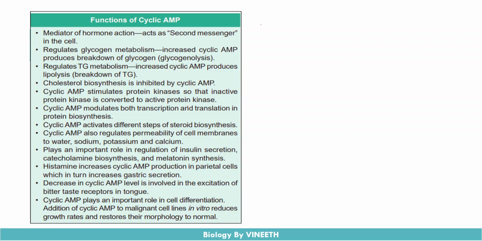Okay, and the major function of the cyclic AMP is to activate the protein kinases. So inside the cell, whenever there is a signal and there is a rise in cyclic AMP levels, this cyclic AMP goes and stimulates the protein kinases and makes the protein kinase into active form. Okay, and then the protein kinase further activates different kinds of proteins or compounds inside the cell. The cyclic AMP also modulates the transcription, translation and the protein biosynthesis pathways. So these are different functions of the cyclic AMP. There are a lot of important functions. Okay, it also regulates the insulin secretion, melatonin synthesis and the catecholamine biosynthesis.